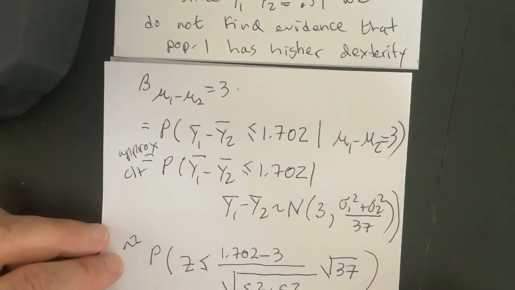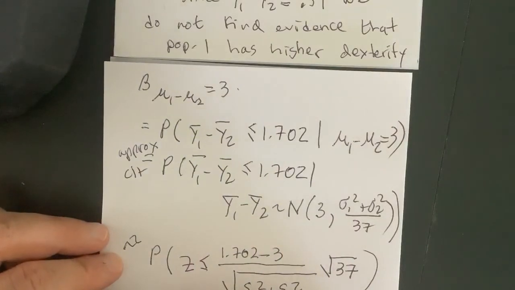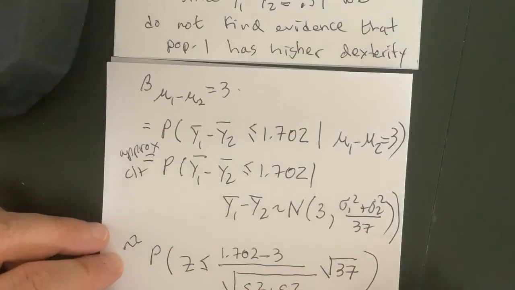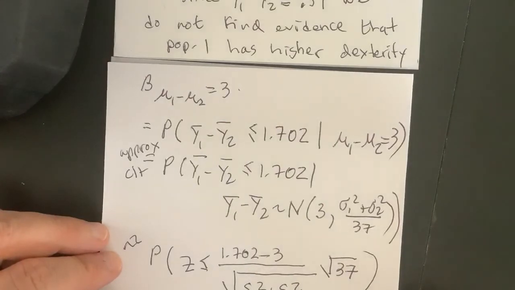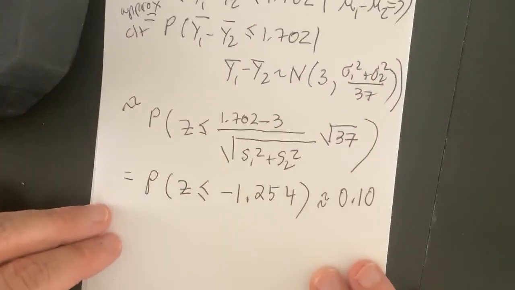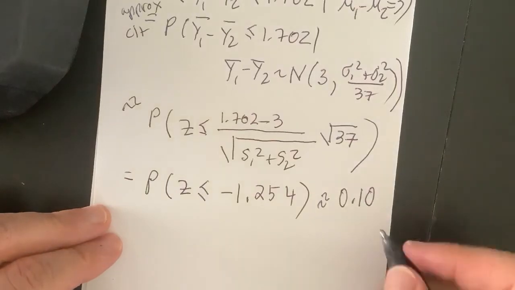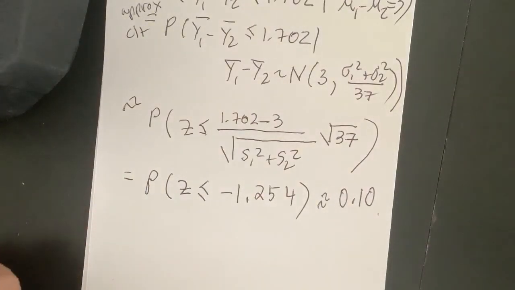All right, if we do all this, I get, this is equal to the probability z is less than, equal to minus 1.254, just computing this. And this is about 0.10. Okay, so this is your answer. It's about a 10% chance of a type 2 error, even when the difference in the means is as much as 3. Okay, so it's a little high.